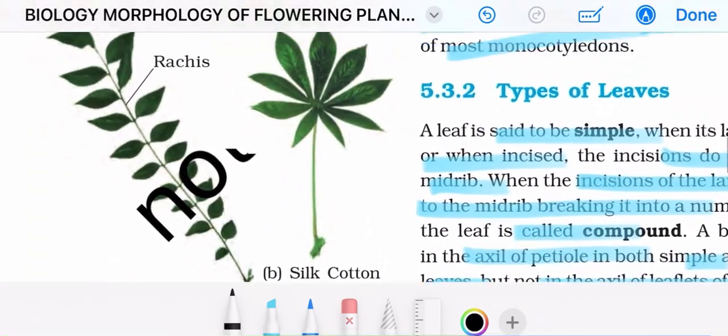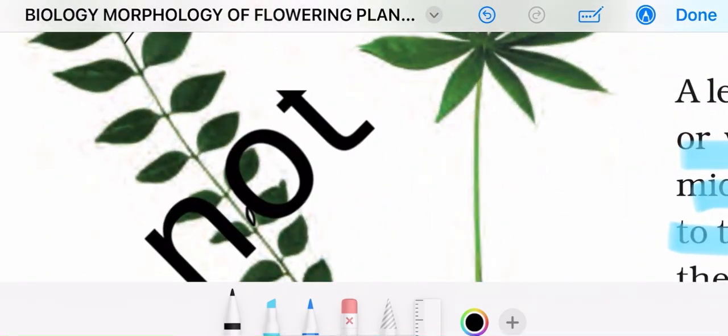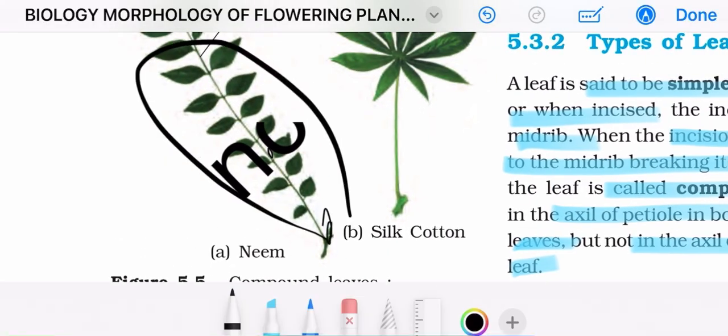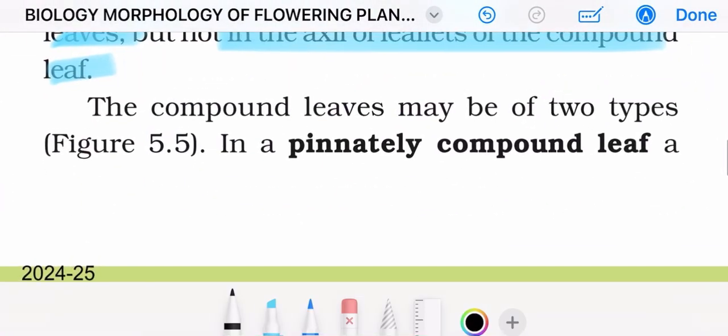This is a compound leaf. Look. Leaflets के पास कोई bud present नहीं है, but at the end of the leaf base, here the bud is present. ये है इनके कहने का मतलब.